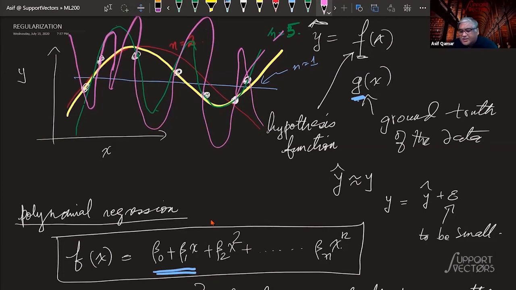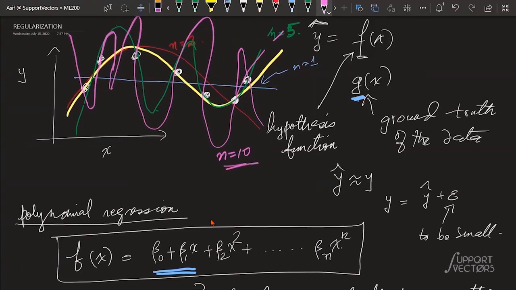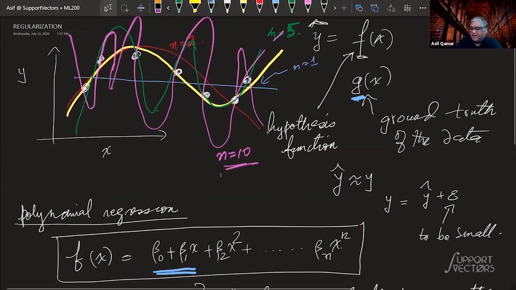But do you think n is equal to 10, something like this, is the correct solution? What does your intuition say? What is the problem that this model is having? Overfit. It has overfit the data. So what happens is, the more parameters you have, the more polynomial terms you have, the more knobs you have to turn in the data. It's a very flexible model.